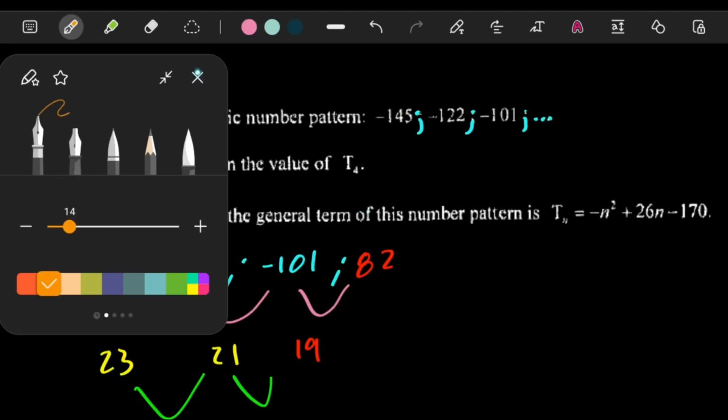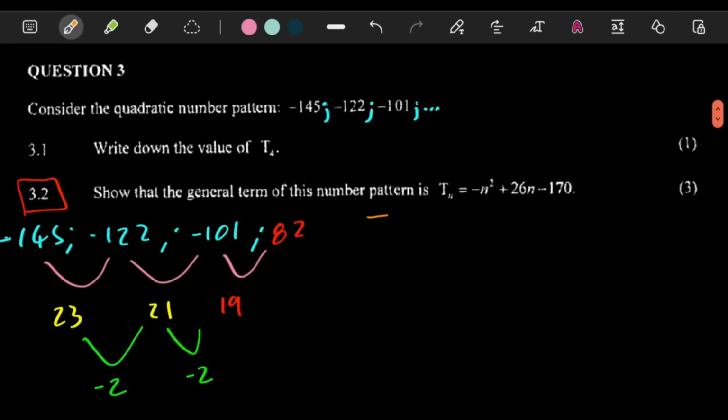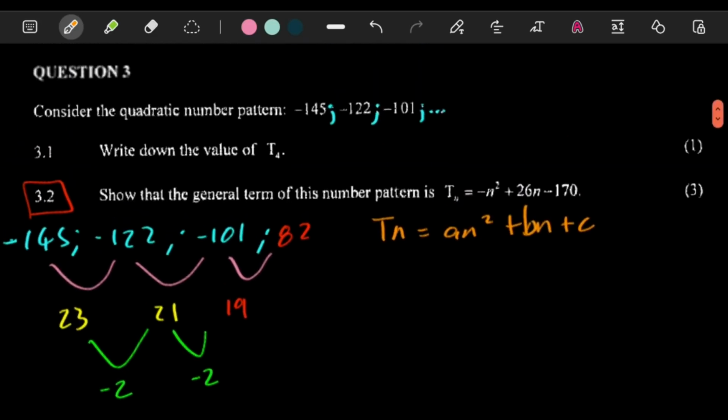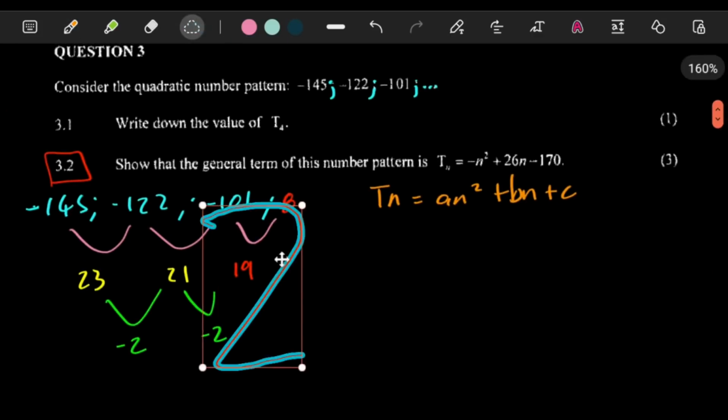But yeah, let's see. We need to get the general term. So getting the general term, we start off with this: an squared plus bn plus c. What you know. Oh yeah, why did I move this to the corner so much when I actually need it?